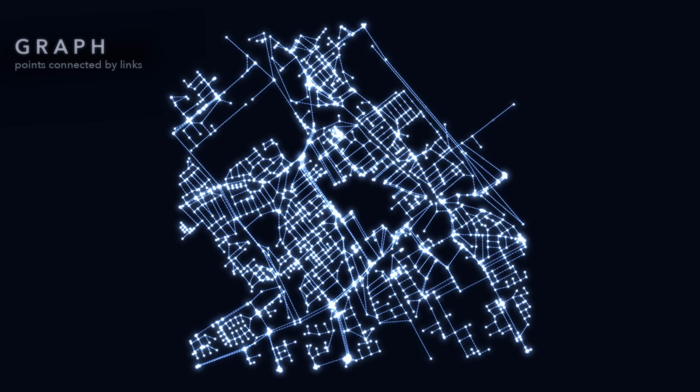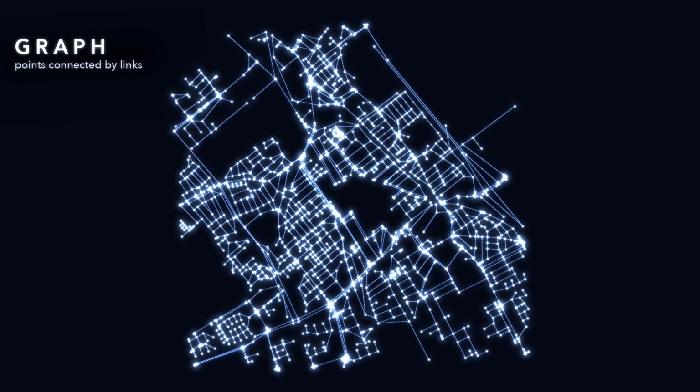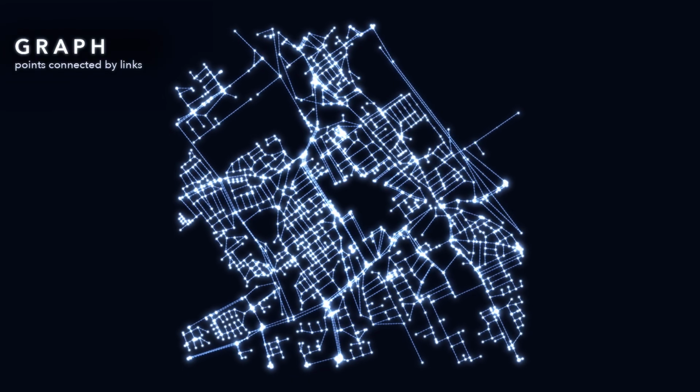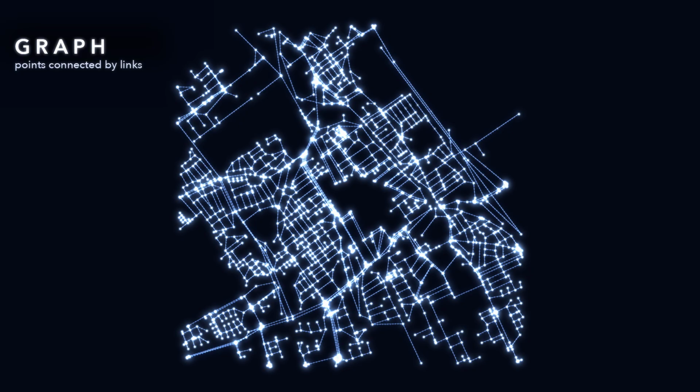This is called a graph, not the kind with bars and axes from school, a different thing that happens to share the name. A graph is just a set of points connected by links. That's it. That's what a road map is to a navigation app, a graph.